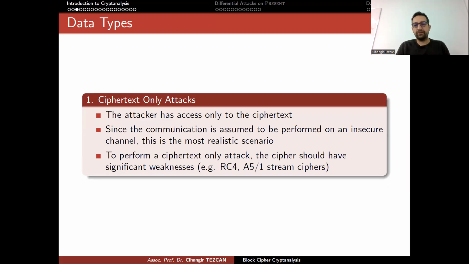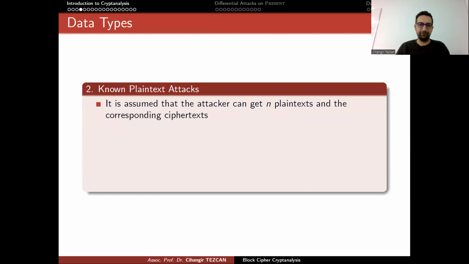or you will capture a lot of ciphertext so that somehow you can break it. To perform a ciphertext-only attack, the cipher should have significant weaknesses. For example, RC4 or A5/1, where the key size is short and so on. Okay, so don't expect to perform ciphertext-only attacks on modern ciphers. Okay, they are designed in a nice way, so most probably it wouldn't work. Okay, so let's focus on things that we are actually going to do, or what cryptanalysis does.